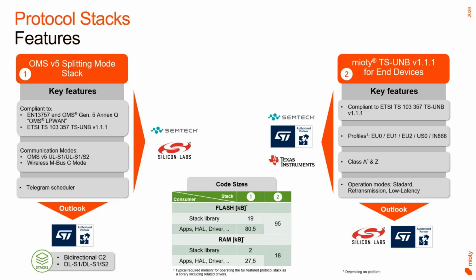We design our stacks to be highly memory efficient, leaving as much memory as possible for the application. The table shows some reference code sizes. Column 1 shows the reference code size for the unidirectional OMS version 5 dual stack on the EFR32 FG23. Column 2 shows the memory footprint for the bidirectional mioty stack, so the Class Z stack, on the CC13X0, noting that about 15K of flash is occupied by the TI RTOS.